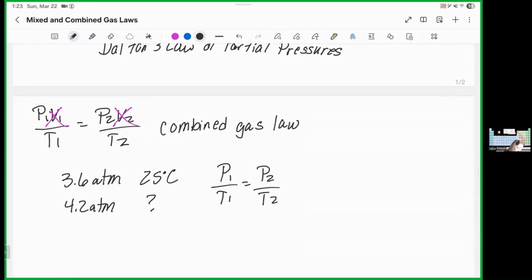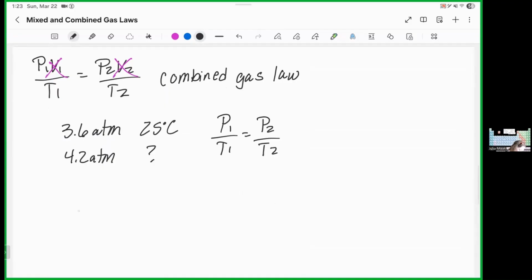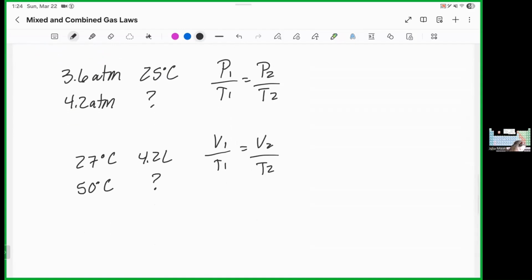And we get Gay-Lussac's law. If I said I had 27 degrees Celsius and 4.2 liters, and I had 50 degrees Celsius, and I'm asking about that other liters, then in this combined law they didn't mention anything about my pressure. So I could leave my pressure off, and I get Charles' law. That should be a 1, not a 2.